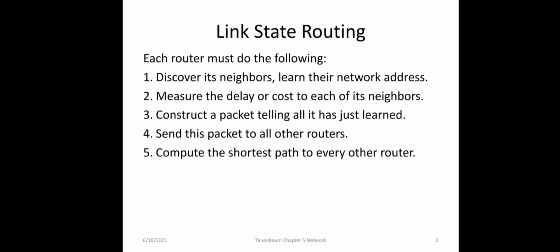So these are the 5 steps in link state routing. First one is discover its neighbors and learn their network addresses, then measure the delay or cost to each of its neighbors, construct a packet telling all it has just learned, send this packet to all other routers, and compute the shortest path to every other router. So these are the 5 steps. Now let us see these steps one by one.